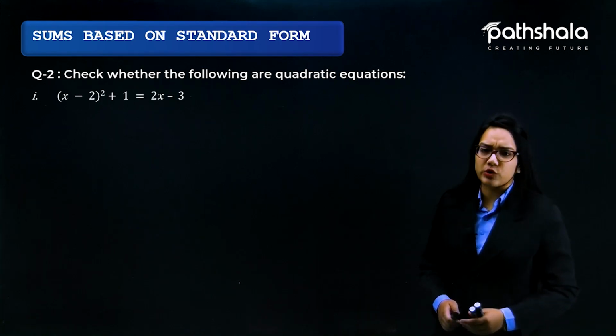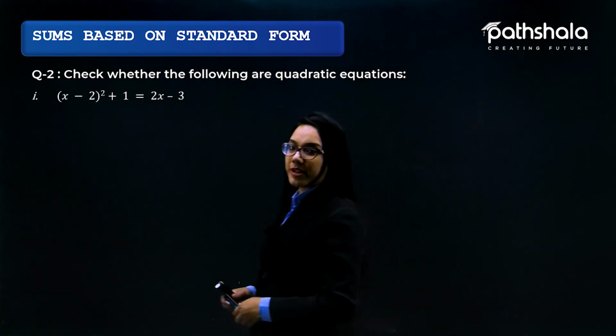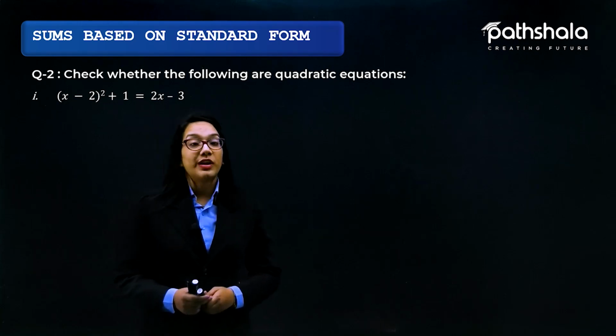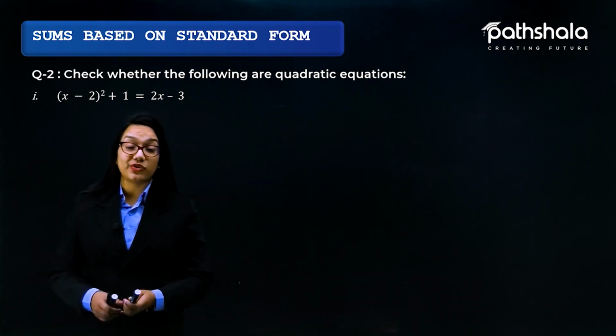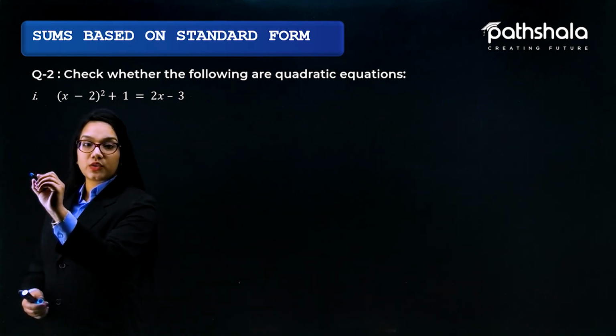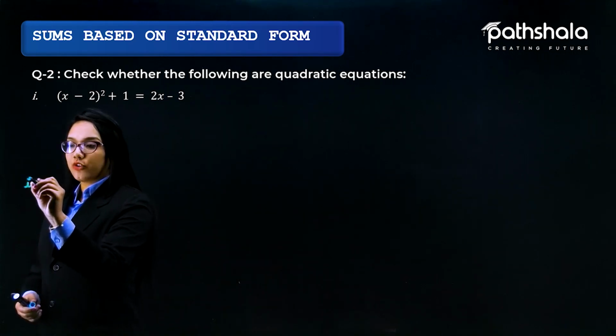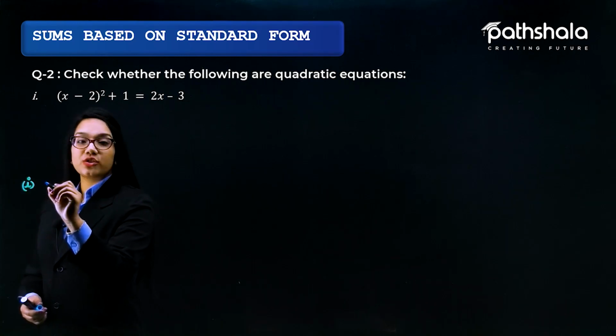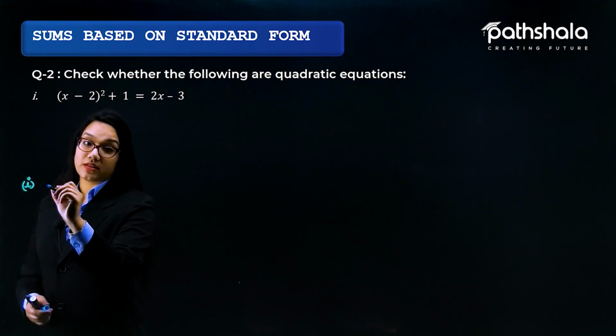So let's see the very first part. We have x minus 2 whole square plus 1 is equal to 2x minus 3. In order to check whether it is a quadratic equation, first of all we have to solve it. So let us start the solution for the very first part. We have x minus 2 whole square plus 1 is equal to 2x minus 3. So let's solve it.